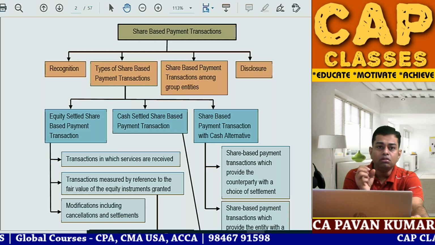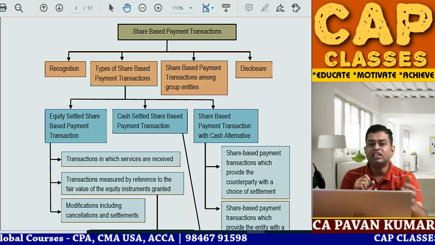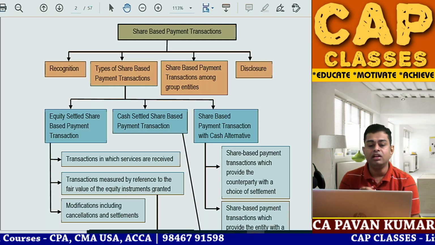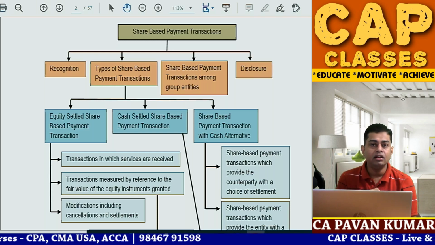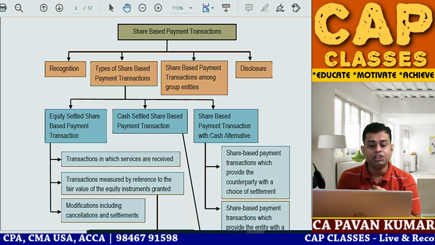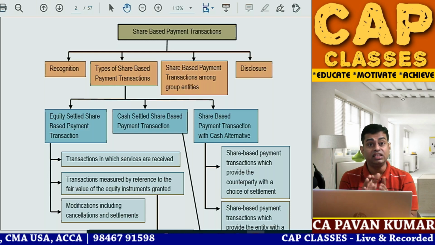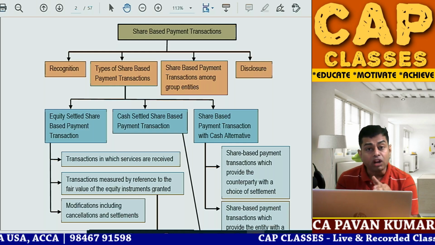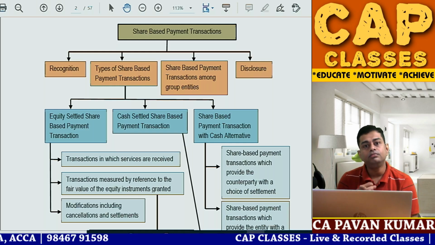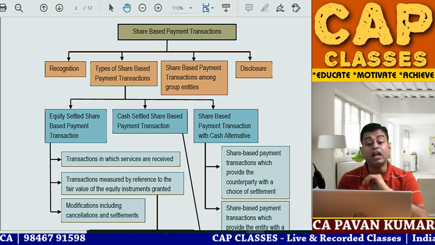So you entered into an agreement. Now the question is, Pavan sir, I signed the agreement today. Do I start accounting today? Shall I recognize the transaction? If at all, yes, this is the recognition event, so I need to record. Then what is the measurement? Then how many types of share-based transactions are there?